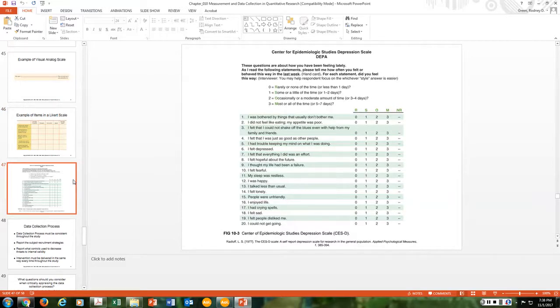This is a depression scale, and the scale contains a number of items. For example, I was bothered by things that usually don't bother me. I do not like eating. My appetite was poor, right? And they would circle 0 for rarely or none, 1 for some or little, 2 for occasionally, 3 for most of the time. And R would be no response.